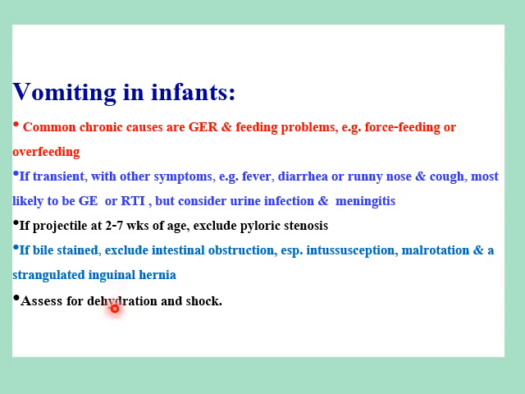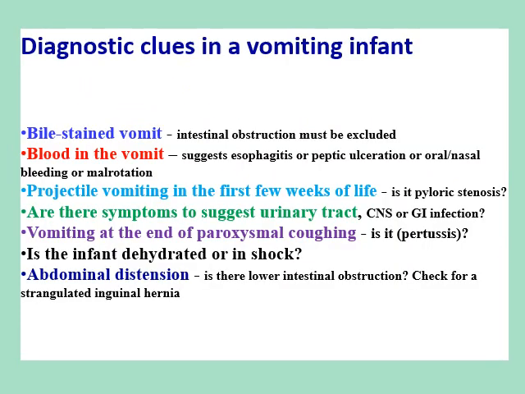The same thing should be applied in assessment of dehydration and shock, because the patient may die of severe dehydration and shock before dying of the underlying pathology or cause. So, bile-stained, intestinal obstruction. Blood in the vomitus: esophagitis or peptic ulcer disease, or swallowed blood from the nose or mouth, or malrotation. Projectile vomiting in the first few weeks: pyloric stenosis. You may ask, are there any symptoms of UTI, like difficulty in micturition, burning micturition, low-grade fever, abdominal pain, dribbling, or check for signs of CNS infection or GIT infection.